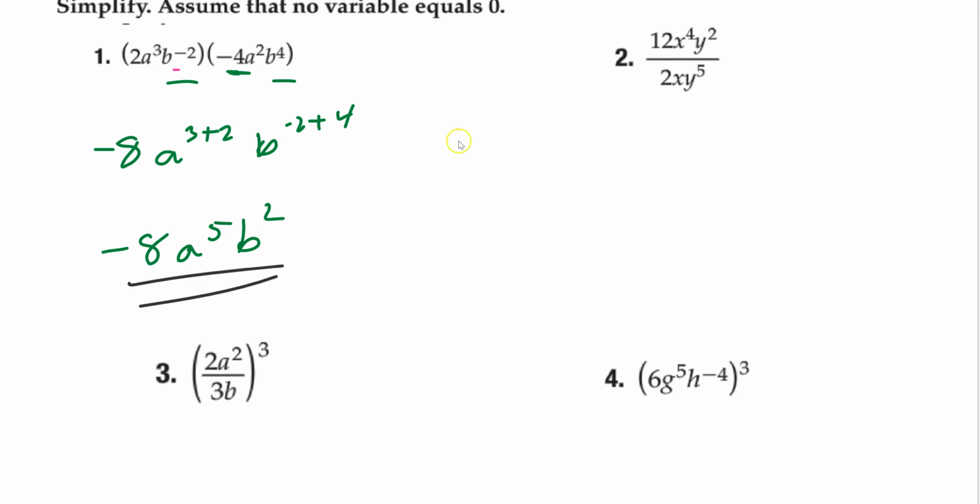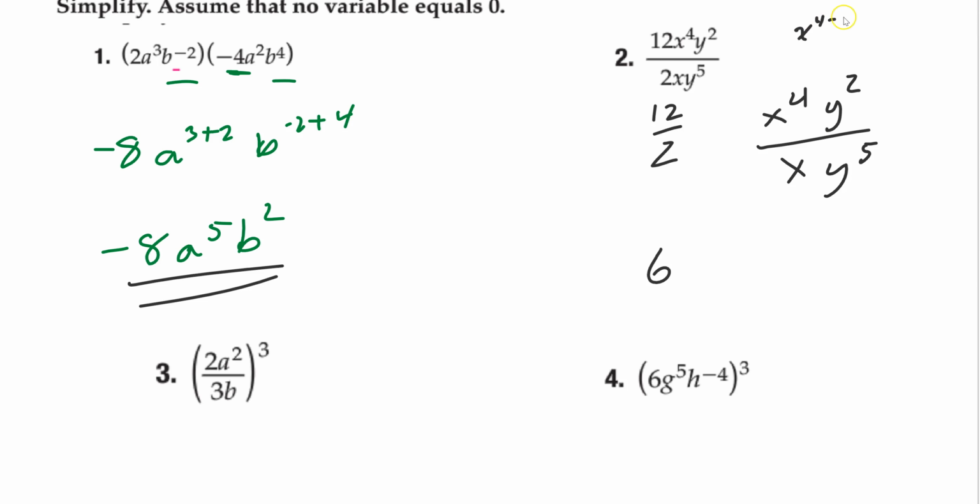No negative exponents, so we're good. This one, right? I always like to separate them out real quick. I like to do the numbers and variables separately so I can see it a little better. So 12 divided by 2 is 6. x^4 over x, you could do the proper way, which is you subtract, x^(4-1). The same thing here, y^(2-5). You get x^3, y to the negative 3.